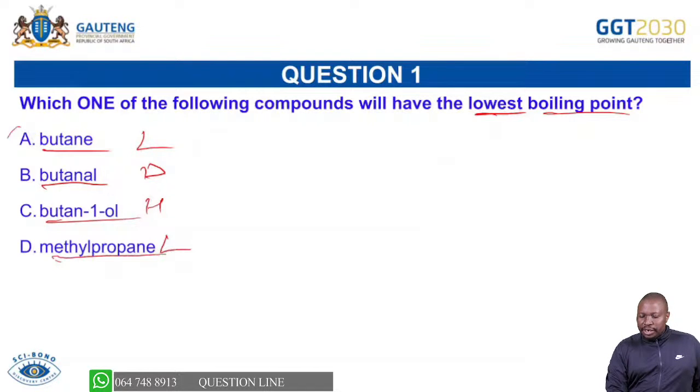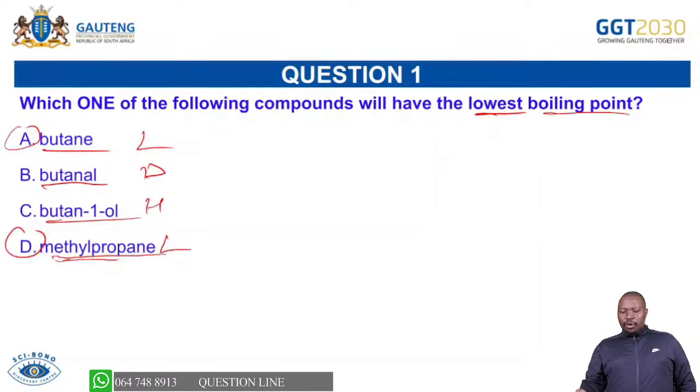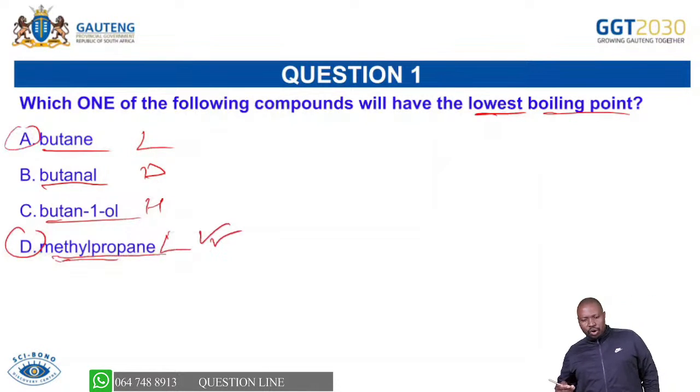But now look between A and D. They all have London forces. They are the lowest, we agree. But which one has another issue on top of that? You can see that D is branched. So as you're having branches, the strength decreases, which means D is our correct answer. And you are able to apply that and get your marks and enjoy yourselves.